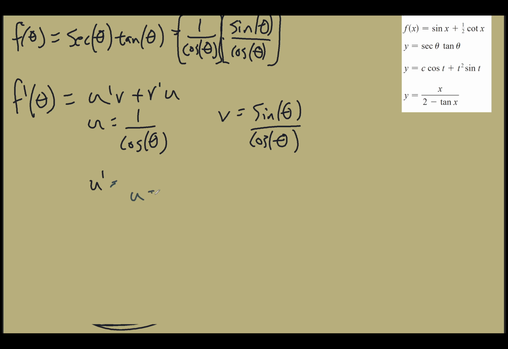Okay, so to find u prime for this, we're going to name a new u and v. And now you see why I'm using the different color. The numerator for this is 1, which means the derivative of it is 0. And the denominator is cosine.